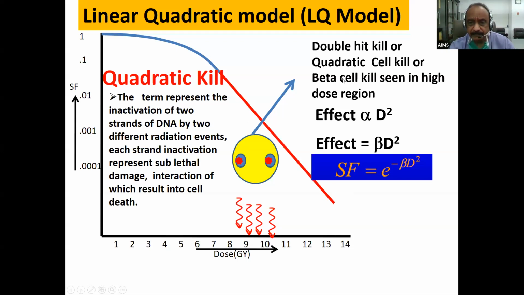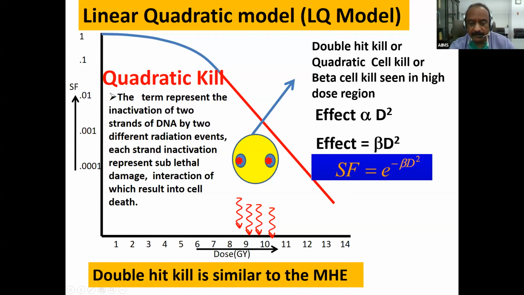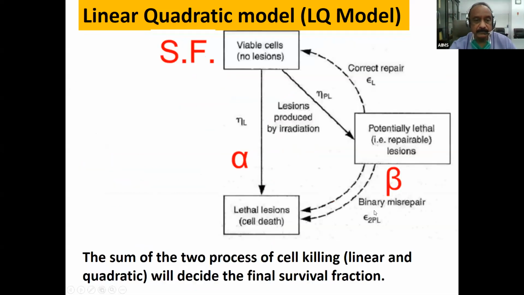And remember that double hit kill is similar to multiple hit event of multimodal target theory. So in subsequent hit kill or multiple hit event, it means the same thing. So there are two processes of cell kill, the alpha cell kill and the beta cell kill.